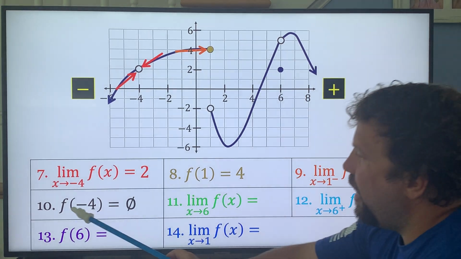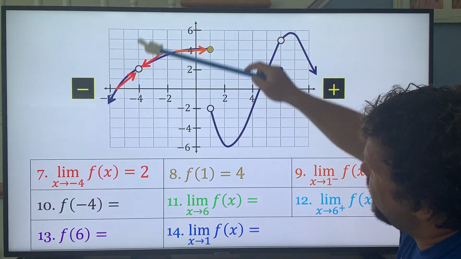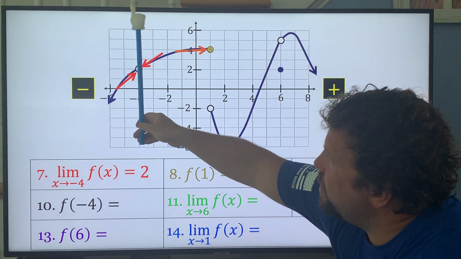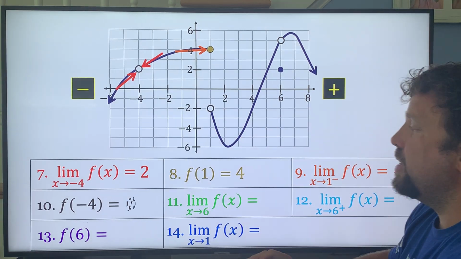Pretty easy, right? F of negative 4. Oh, I already put the answer there. F of negative 4. What is the actual value at negative 4? Here's negative 4. Because there is no solid line or closed circle running through it, the answer is undefined.